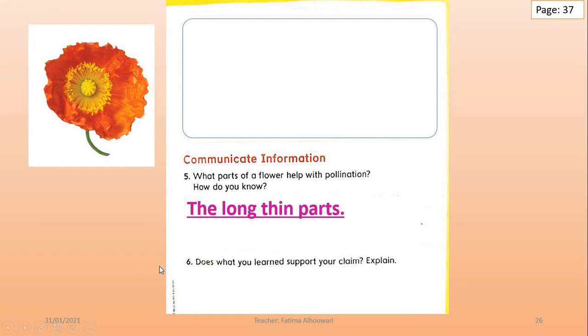Let's see question number 6. Does what you learned support your claim? What do you think? Think about it and write your answer. For me, I think yes, because the long, thin parts are where the pollen comes from.